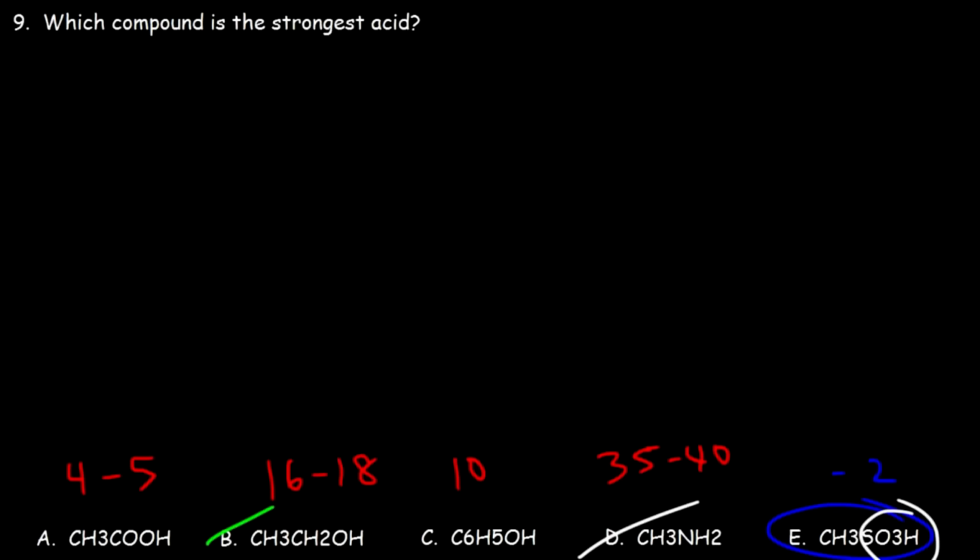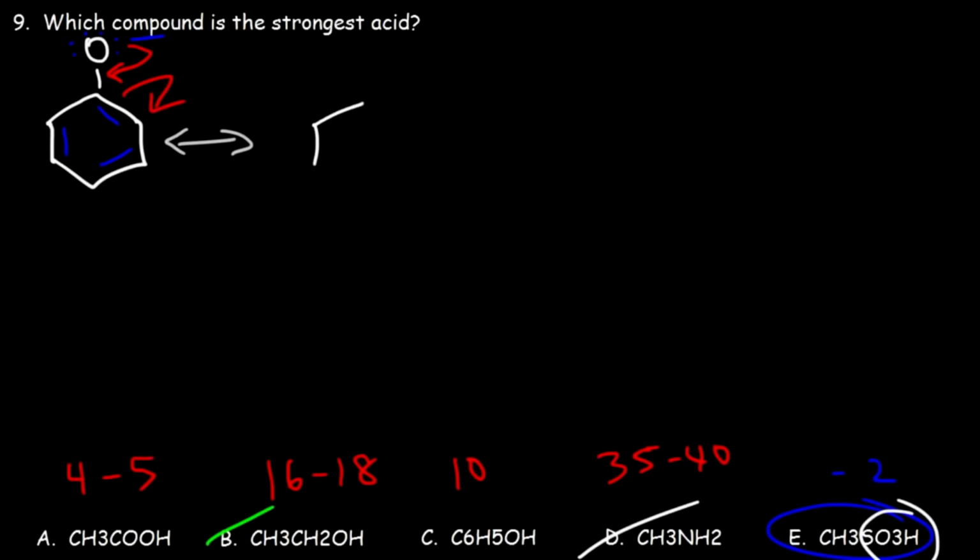Now let's compare A with C. So let's start with the conjugate base of phenol. Let's redraw it. And if we draw the resonance structure, we know that this pair of electrons can move here, pushing a negative charge on the carbon atom. And that will give us this particular resonance form.